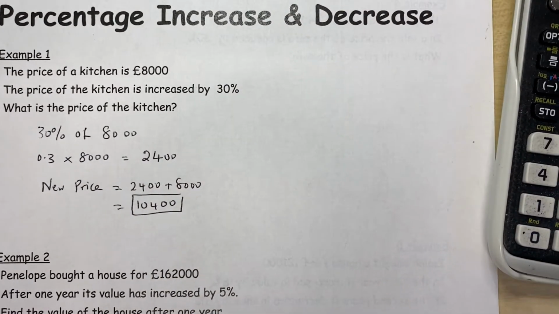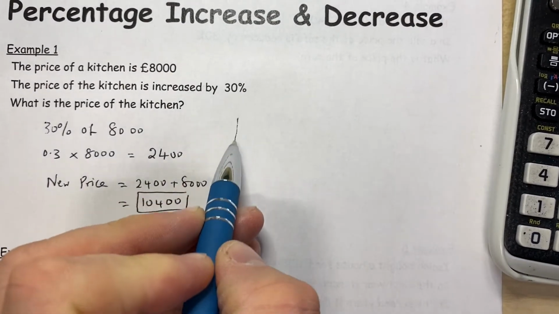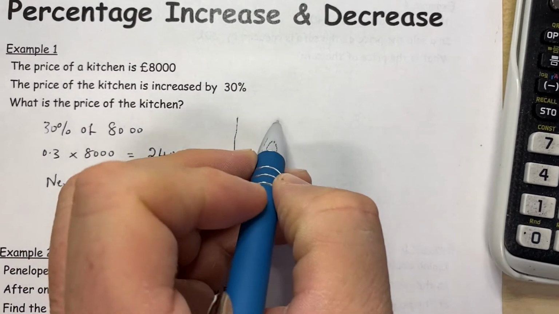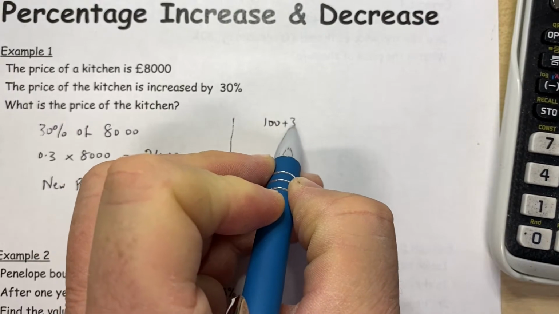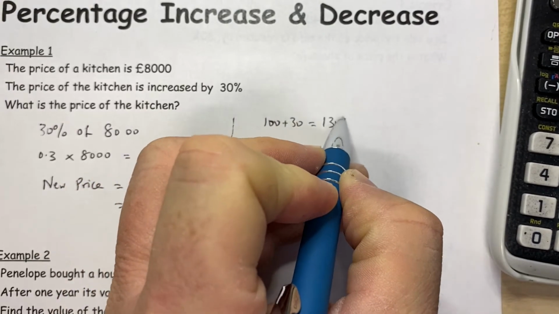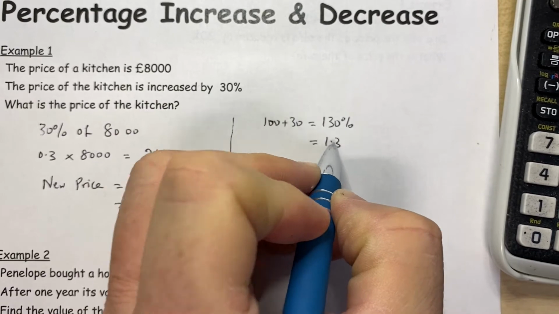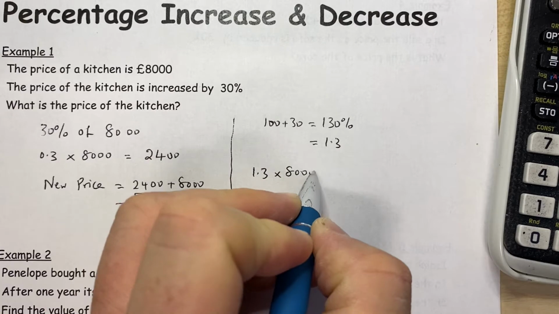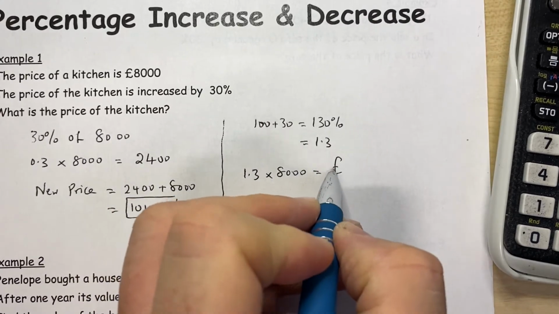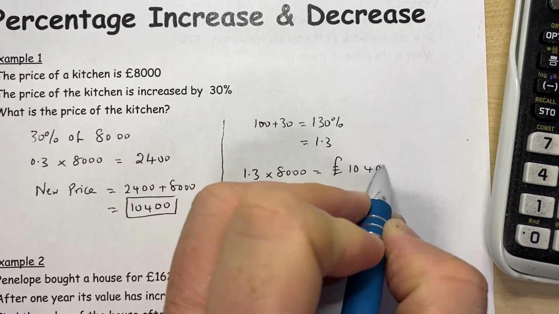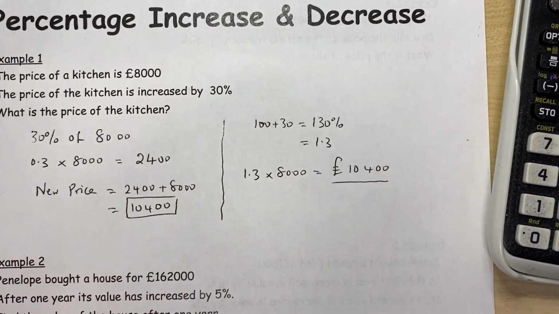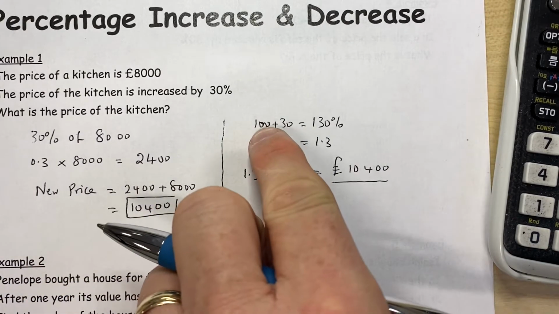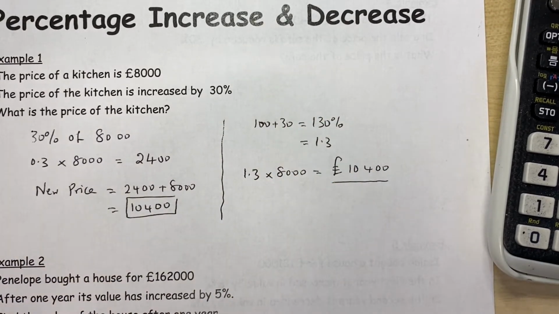Now, that's one method. Alternatively though, you could add the 30% on to start off with. So if we add 30% to 100%, we get 130%, which as a decimal is 1.3. And if we worked out 1.3 times the 8,000, you get to that answer of £10,400 straight away. That's your choice how you do it. You can either work out the percentage and then add it on, or you can add the percentage on and work it out in one go. Your choice.